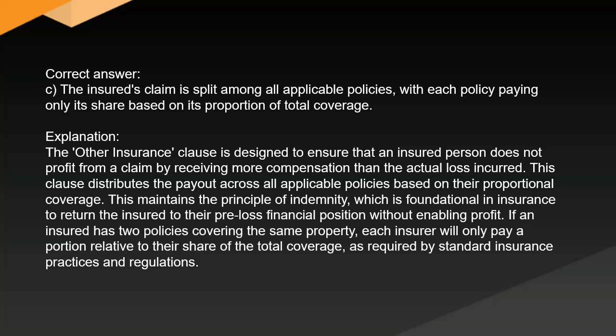Correct answer: C. The insured's claim is split among all applicable policies, with each policy paying only its share based on its proportion of total coverage. Explanation: The other insurance clause is designed to ensure that an insured person does not profit from a claim by receiving more compensation than the actual loss incurred. This clause distributes the payout across all applicable policies based on their proportional coverage.